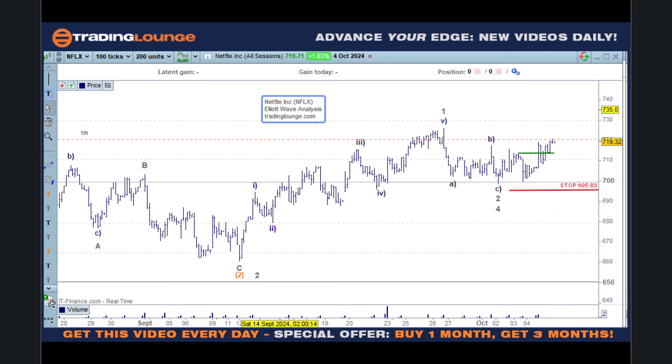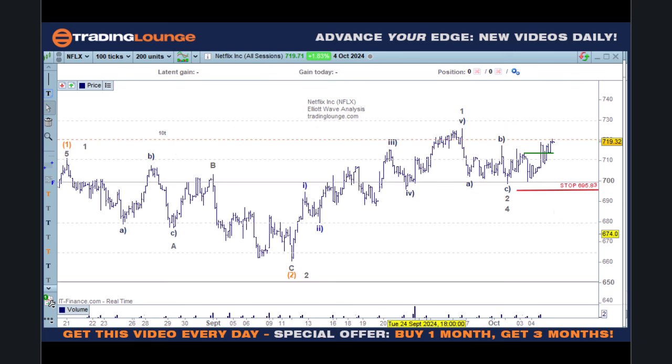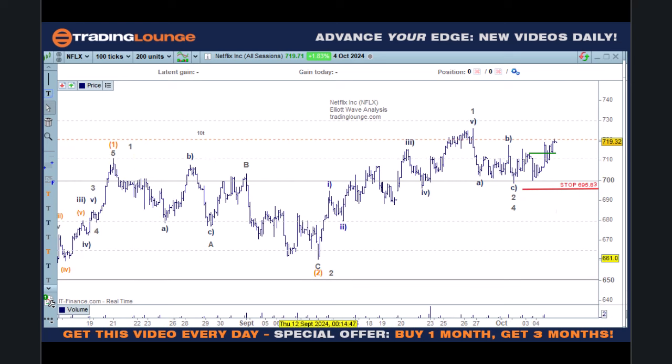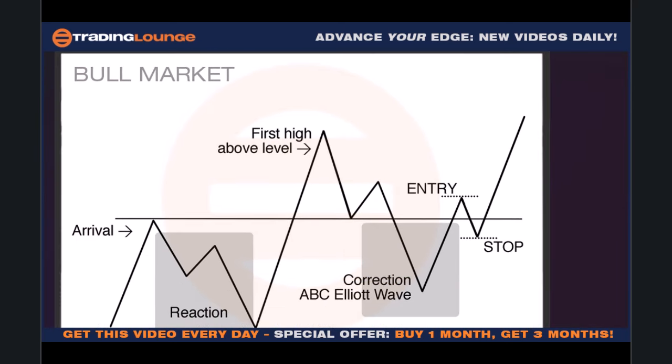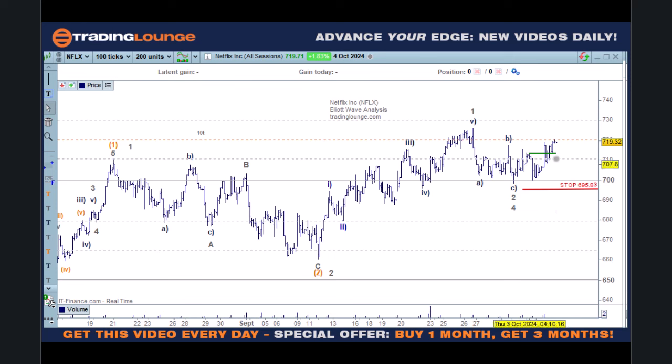Okay, so Netflix. So I think Netflix is kind of interesting, really, because we've got the arrival, the reaction, the first high above the level, but it didn't really come below the level. So normally we look at this as being the most common pattern here, where it drops back below the level, but the second one is where it doesn't drop below the level. But it doesn't matter, because you always look for the first high, and that becomes your reference point to go long, and then you look for the second one, just in case it pops off like that, you know. And basically that's what's happening at the moment.